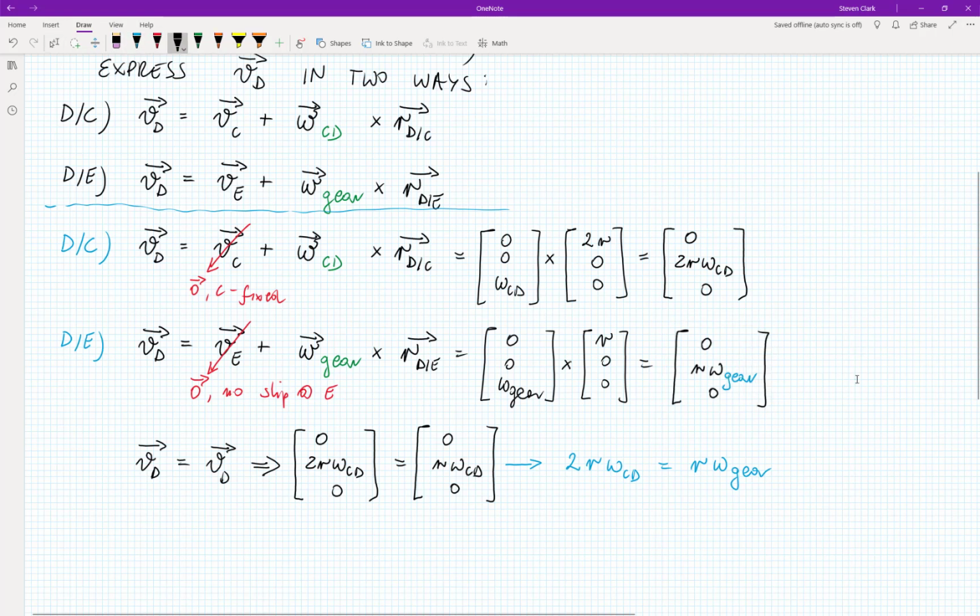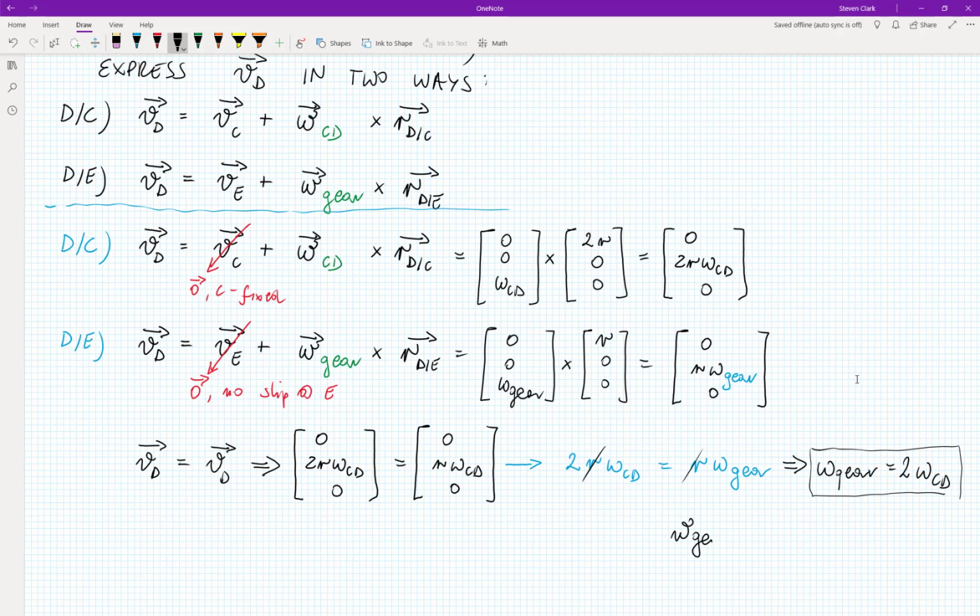We can get rid of r's, and we can see that our omega gear is twice faster than omega CD. Omega gear is 2 omega CD. And vector-wise, omega gear is obviously 0, 0, 2 omega CD. Yep. Any questions?